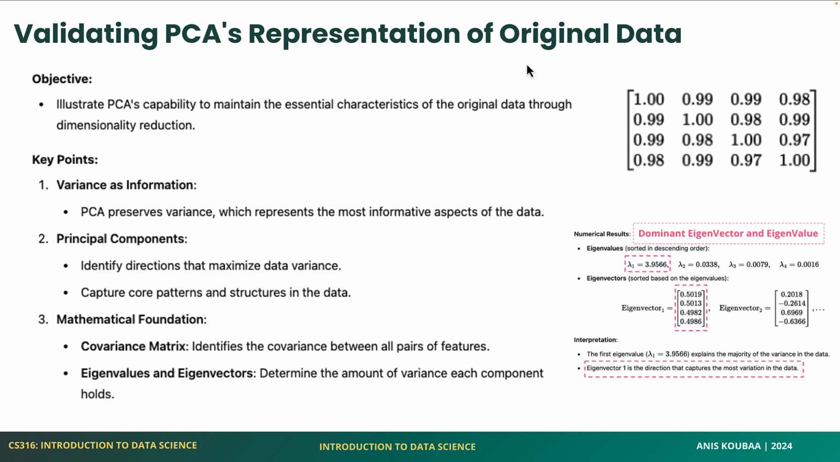So the key point that this is valid is because variance is the information. This is a very important fact. PCA preserves the variance, which represents the most informative aspects of the data. The second thing, the principal component: what did we choose among the four eigenvalues, eigenvectors? The one that has the highest one. Imagine that I use the lowest one. It's not going to be a good representation, because the contribution is very small. Now, in this particular case, it's like all the data is mapped to only one axis, and I'm going to show you this clearly in a while.